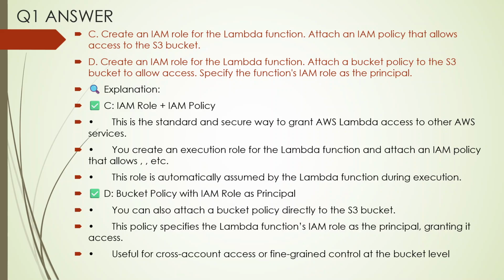You create an execution role for the Lambda function and attach an IAM policy to it, and the role is automatically assumed by Lambda during execution. You can also attach a bucket policy directly to the S3 bucket. This policy specifies the Lambda function IAM role as the principal in granting it access.